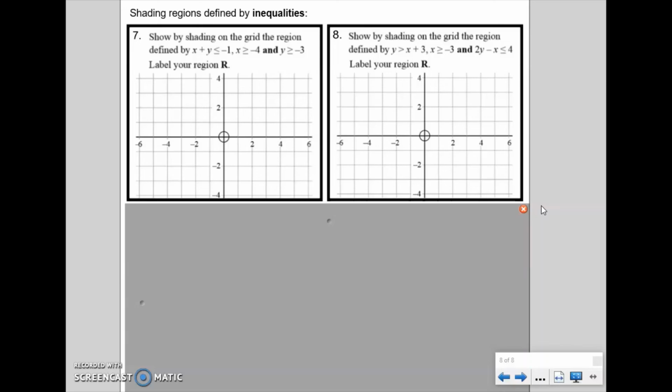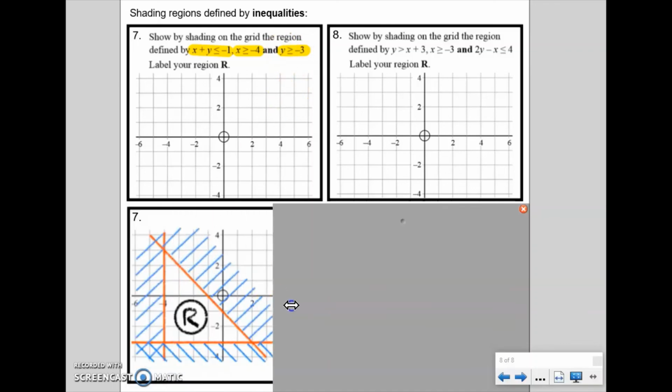For question 7, I'm going to draw the graph of x plus y is less than or equal to minus 1, which I may rearrange to be y is less than or equal to minus x minus 1 by subtracting x from both sides. Then I also want the line x is greater than or equal to minus 4, and also the horizontal line y is greater than or equal to minus 3.